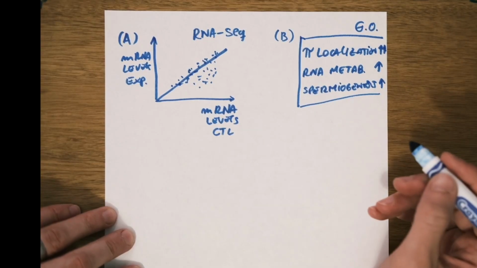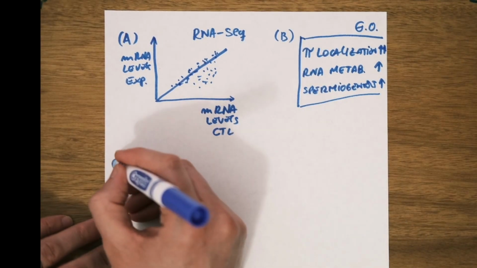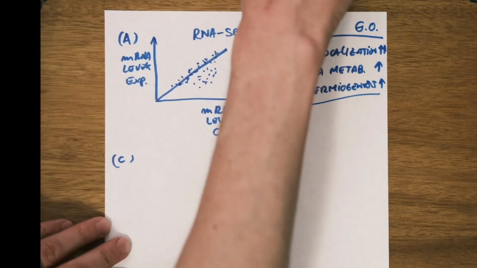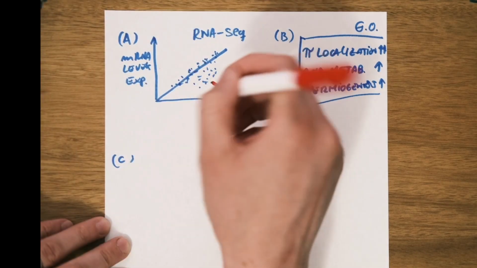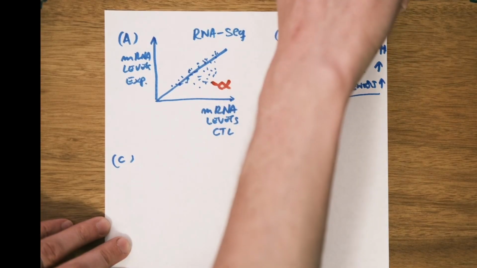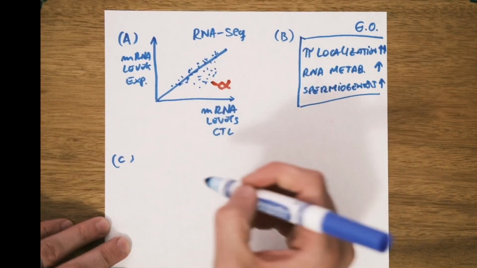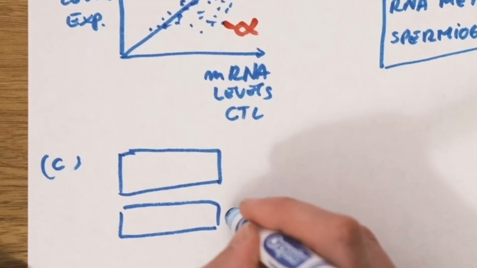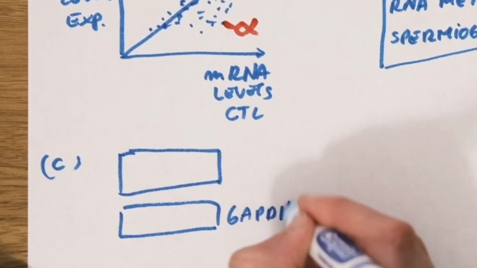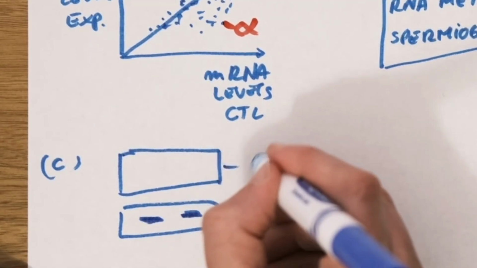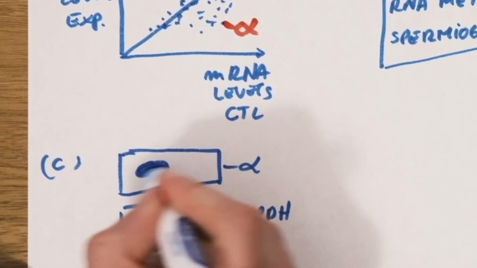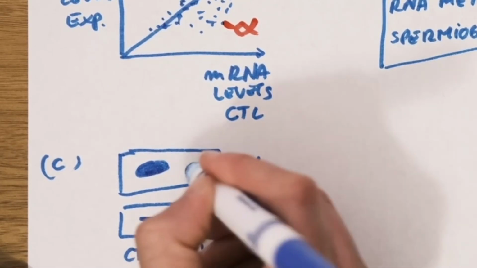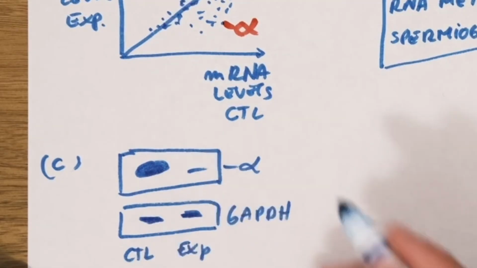Then in this manuscript, we have a third panel where we do a Western blot of protein alpha corresponding to this alpha transcript that is very downregulated. So we have the Western blot, we have GAPDH as a control, and then we have our protein alpha that is abundantly expressed in the controls, and in the experimental is completely or almost entirely gone.